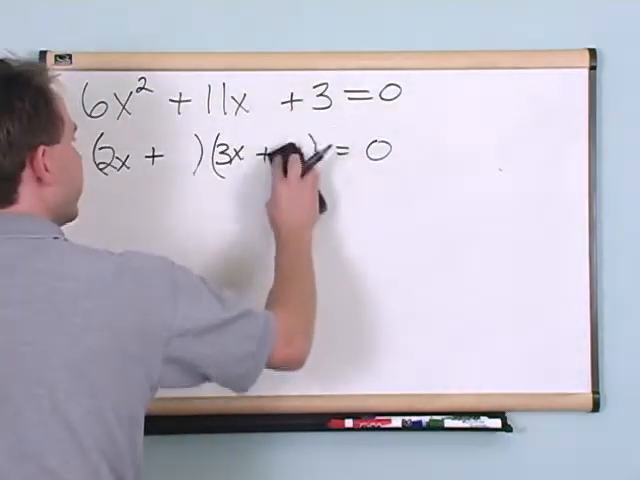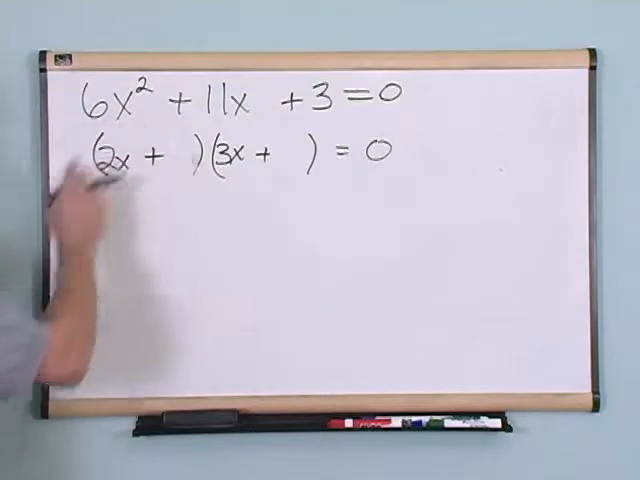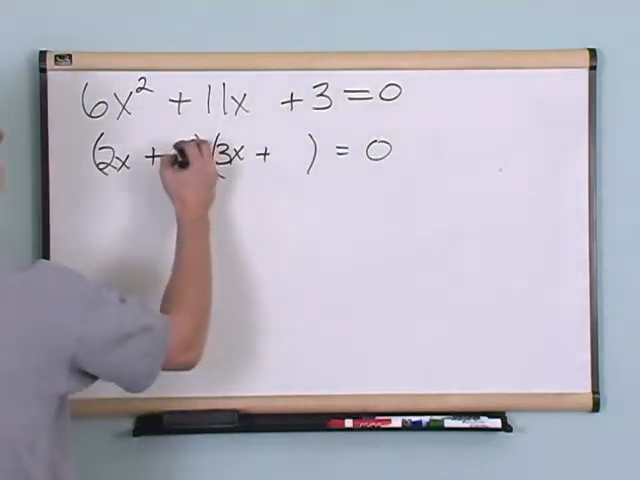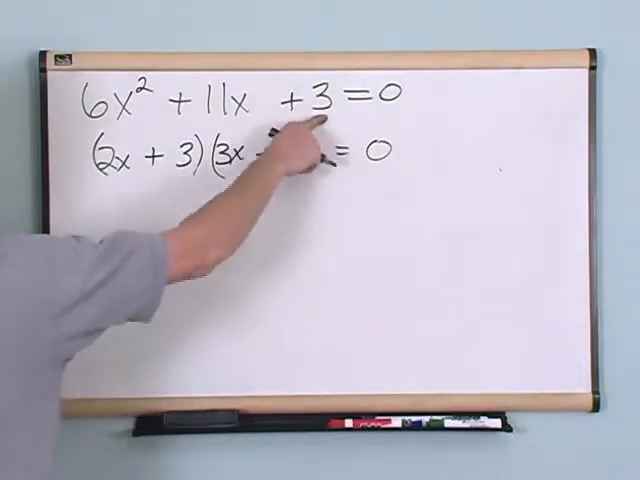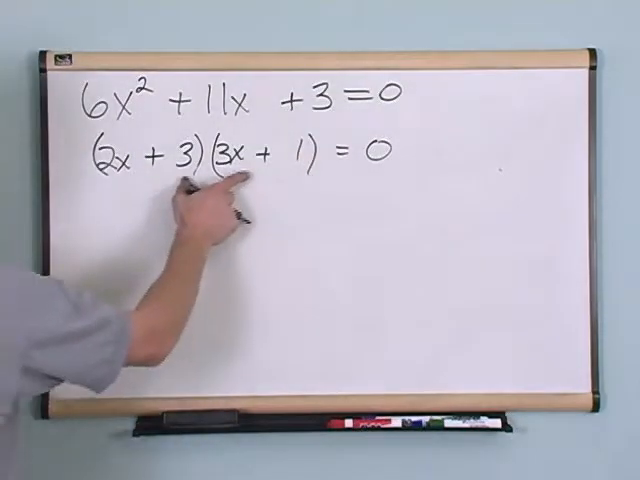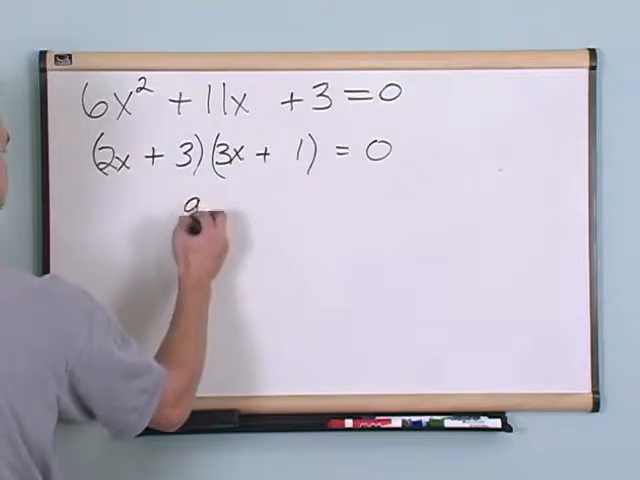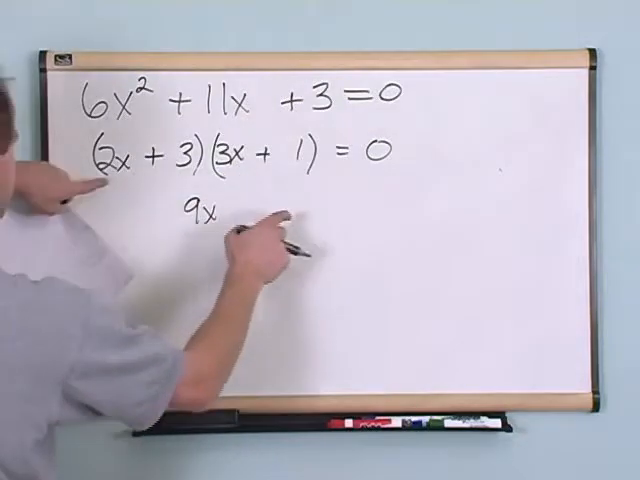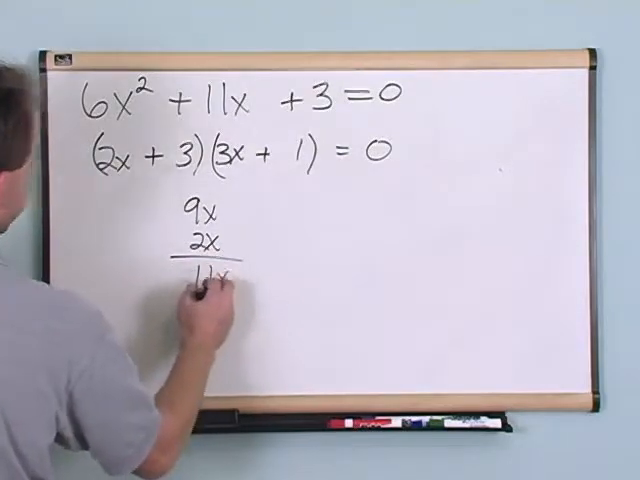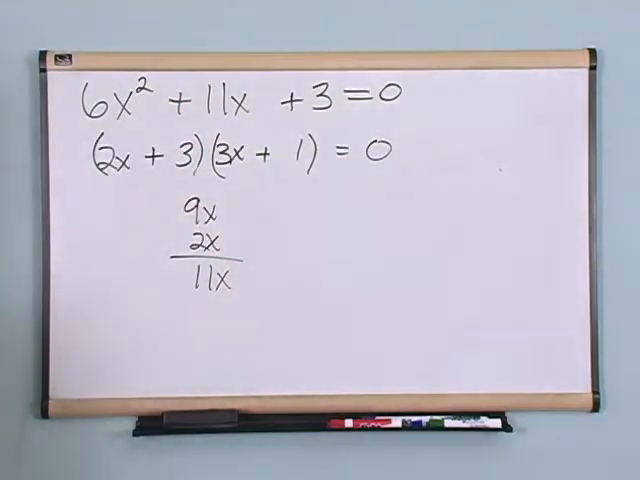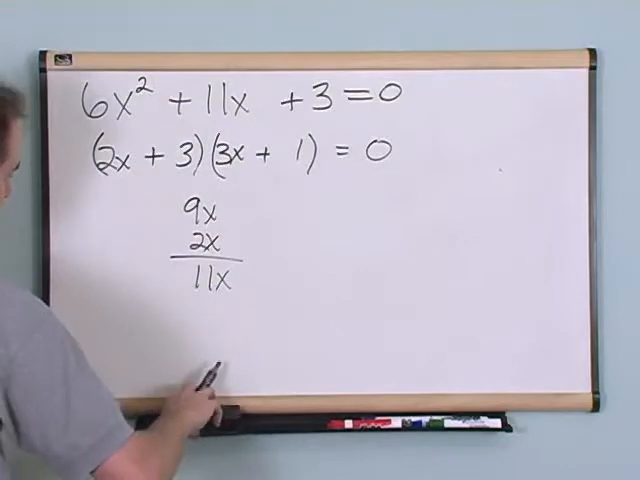I'm going to stick with the 2x and the 3x here, but I'm going to flip this around. I'm going to put the 3 here and the 1 here. 3 times 1 still gives me 3, so that's fine. Now let's see what we have. 3 times 3x is 9x for the inside term. 2x times 1 is 2x here. That's 11x. That's what I'm looking for. So this is the correct factor here.